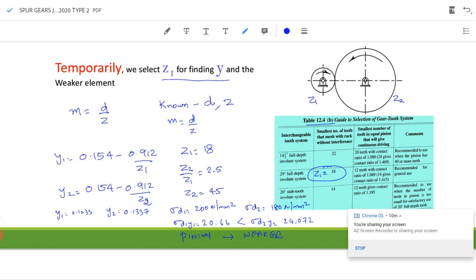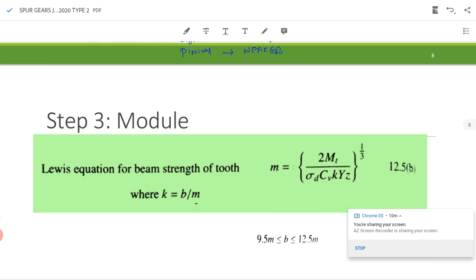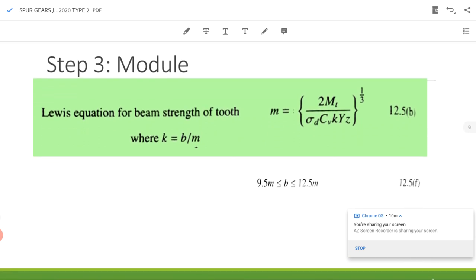Note that this value of Z1 is taken only to find the value of Y. In further steps, we will substitute Z1 in terms of the diameters. Now we'll see the third step, the most important step in the design. M equal to cube root of 2mt by sigma d Cv k Y z, where k equal to b by m. In our equation 12.5, b should be between 9.5 to 12.5 m. So first we will see what is module.